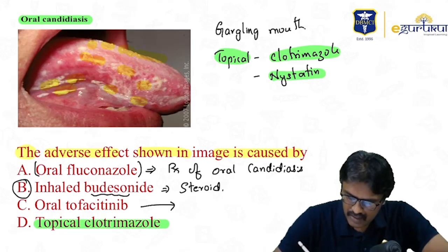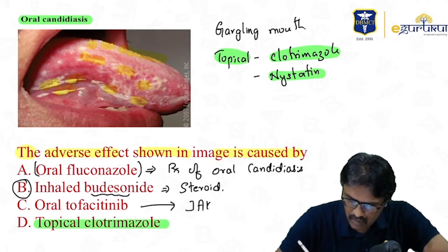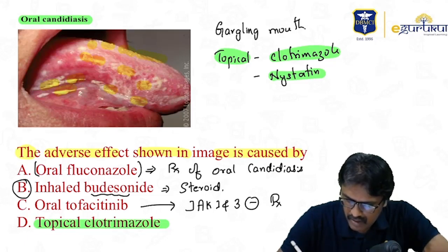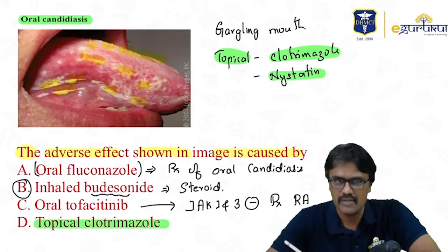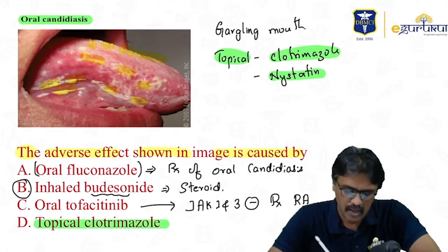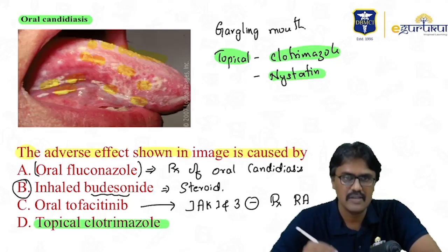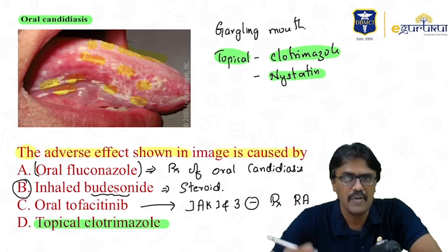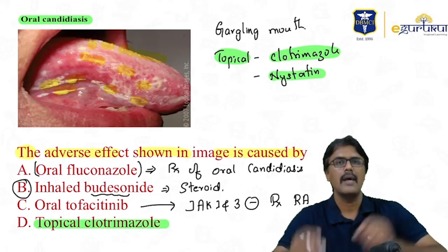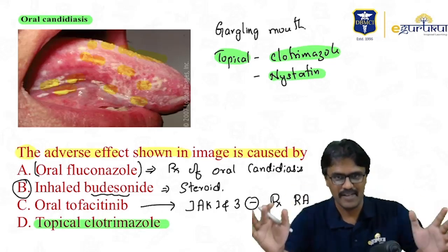Now what about oral tofacitinib? Oral tofacitinib is an inhibitor of JAK1 and 3, and it is approved for treatment of rheumatoid arthritis, so it is mainly used in rheumatoid arthritis. So what is the adverse effect? It is oral candidiasis. What drug causes this? Inhaled steroids. How do you prevent it? Gargle. How do you treat it? With systemic and topical antifungals. So the answer for this question is B, inhaled budesonide.